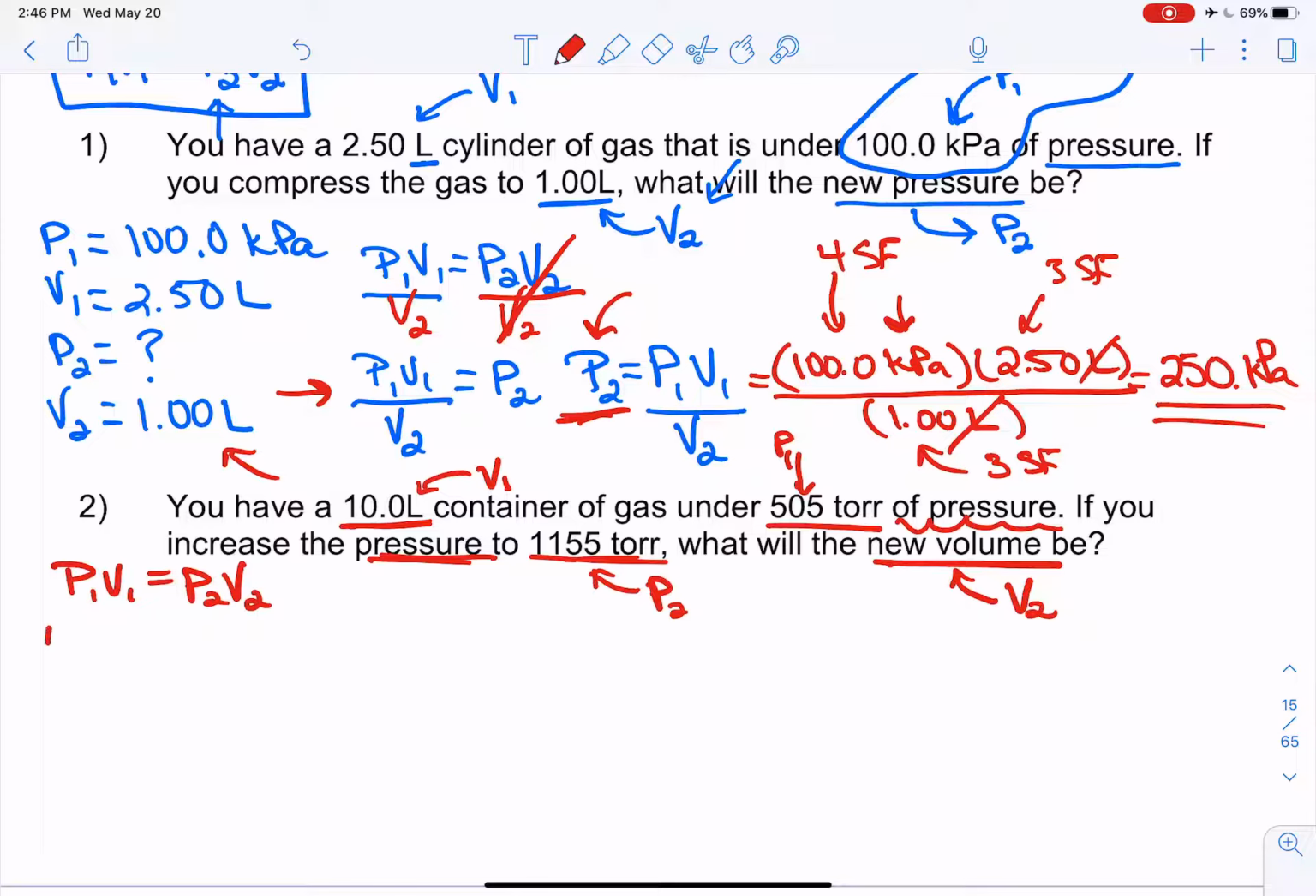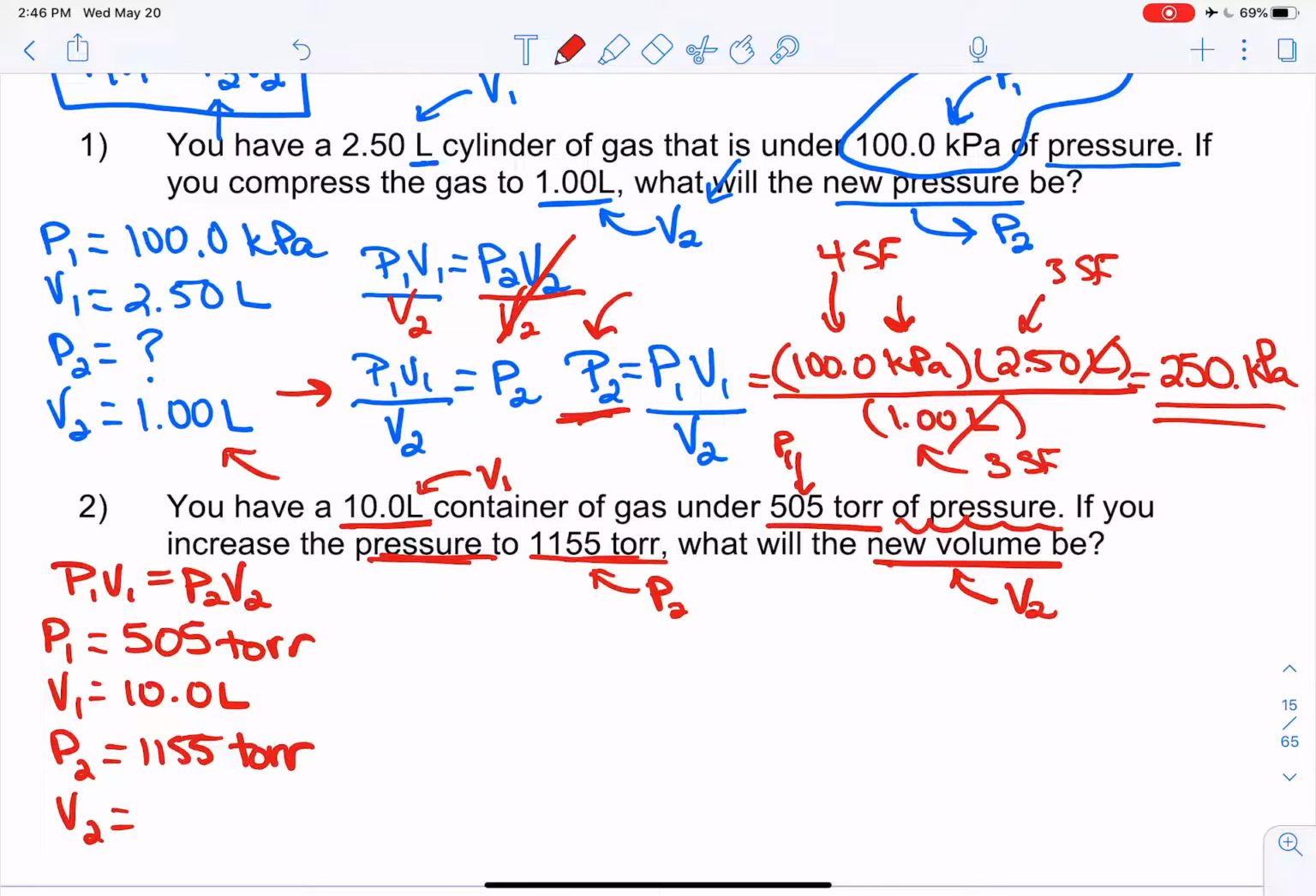All right, so we're going to list our variables just to organize our thoughts. P1 is what? It's 505 torr. And V1 is what? It's 10 liters. P2 is 1155 torr. And V2, we don't know. That's what we're solving for.